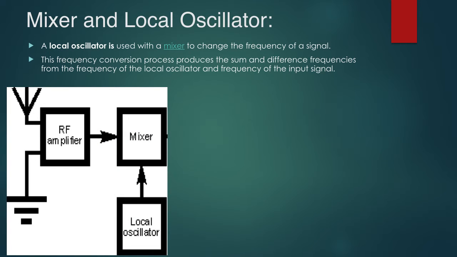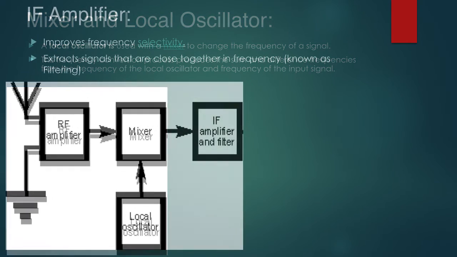We require a mixer and local oscillator. A local oscillator is used with a mixer to change the frequency of a signal. The frequency conversion process produces the sum and difference frequencies from the frequency of the oscillator and the frequency of the input signal.